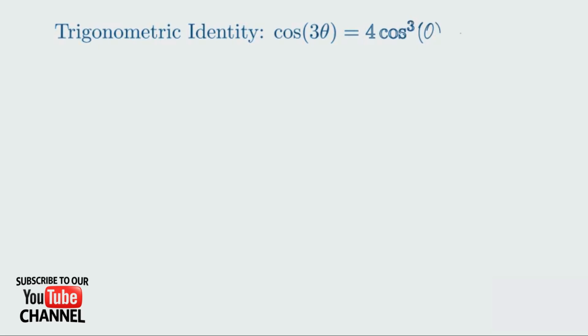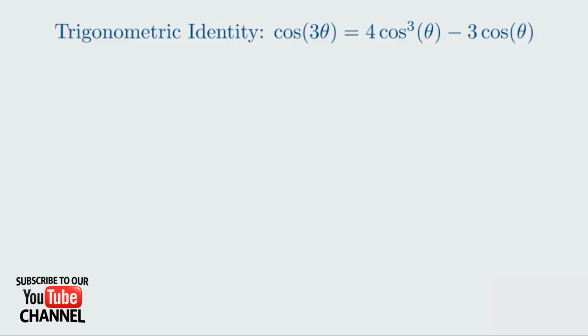Our strategy relies on a key trigonometric identity. It relates the cosine of a triple angle to the cosine of the single angle. The identity states that the cosine of 3 times an angle theta is equal to 4 times the cosine cubed of theta minus 3 times the cosine of theta. This identity, the triple angle formula for cosine, is the heart of our solution. We're going to use it by manipulating our original equation to look similar to this identity.